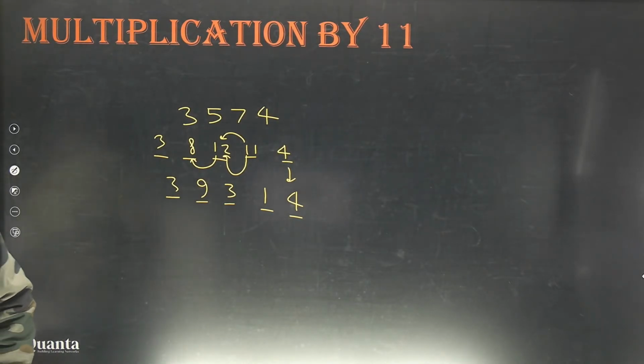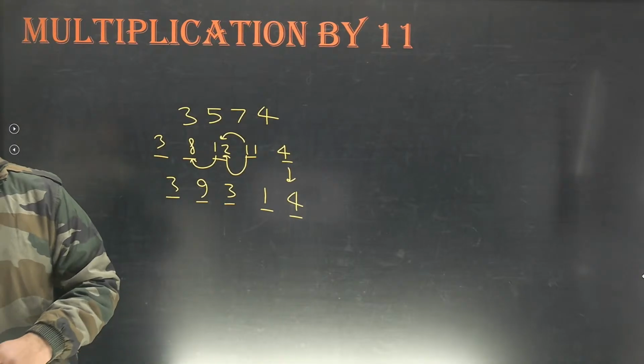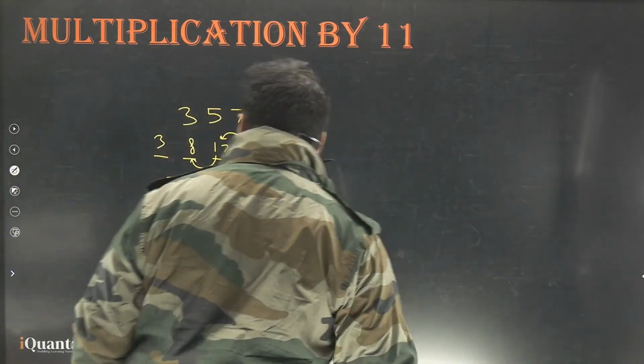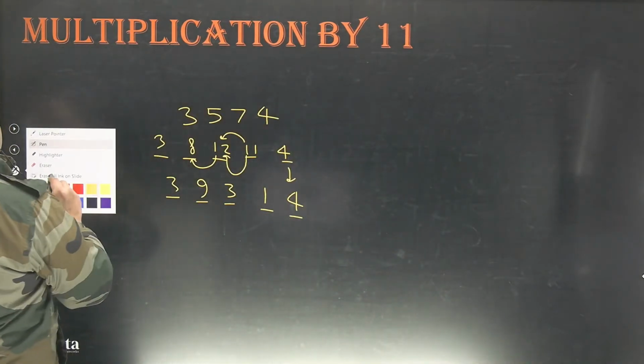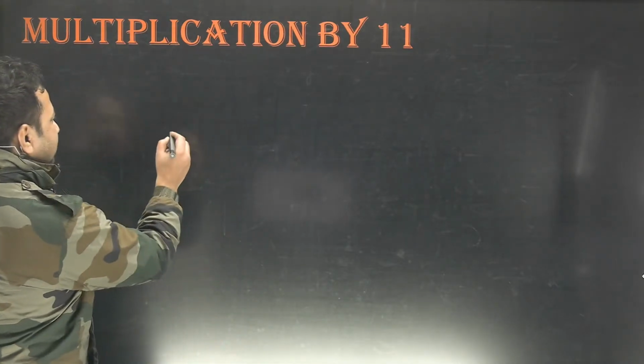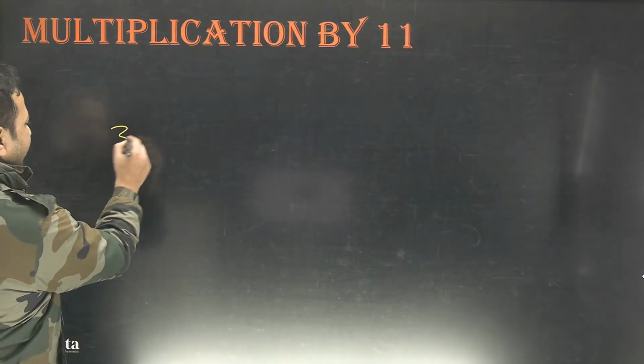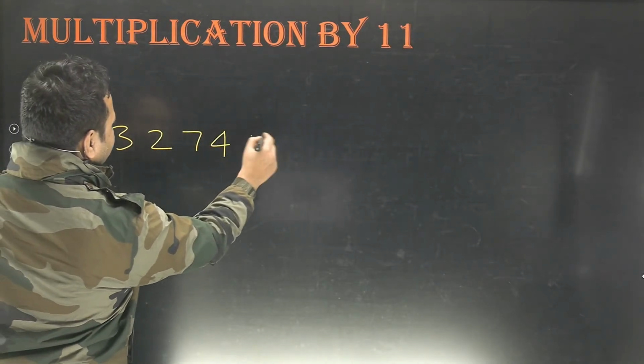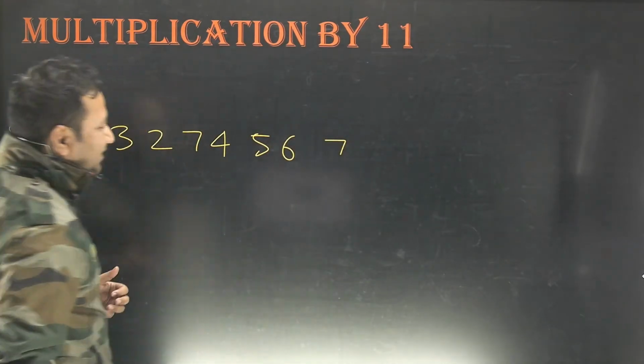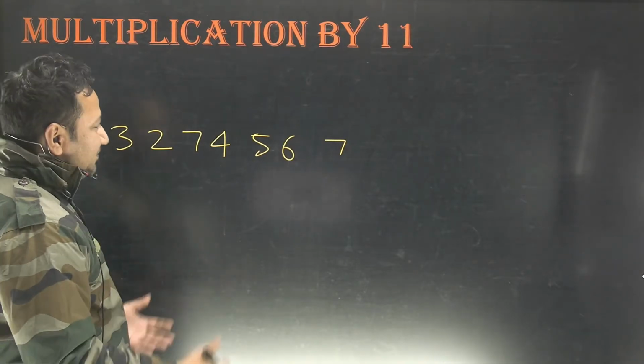Right? Got it? So there can be multiple digits, and we can do it really quick. Yeah, I'll explain it once more. So I'll take a large number, a huge number. 3, 2, 7, 4, 5, 6, 7. Wow. Okay, so I need to multiply it by 11.